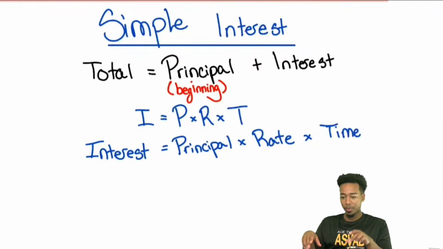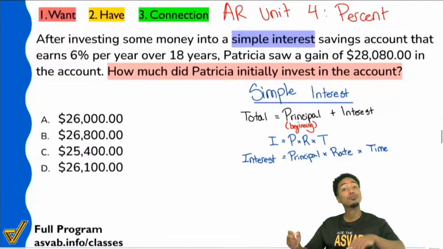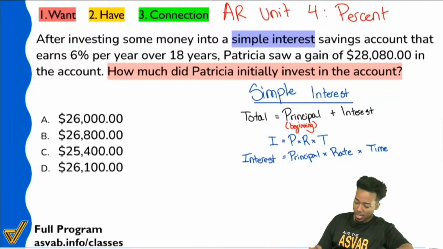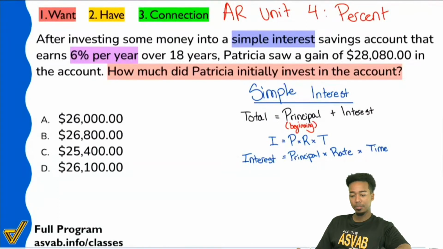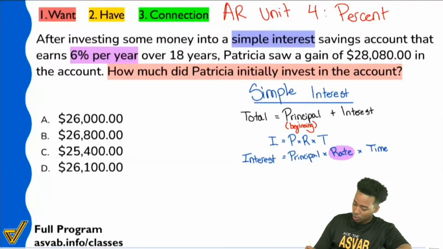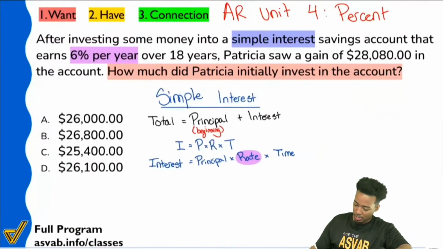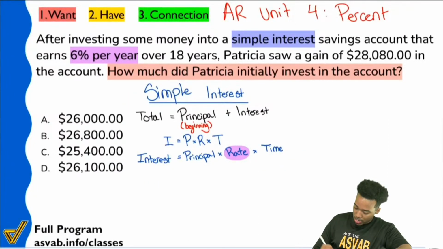Cool. So let's check this out here, my party people. So here we go. Interest equals principal times rate times time. Knowing what we know so far, let's see if we can pull the information into the right places. It says, after investing some money into a simple interest savings account that earns 6% per year, let's highlight that one right there. Everybody, what's that going to be? 6% per year. That's the rate. That is our interest rate. Absolutely. Let me move it on over here. But yeah, our rate is going to be 6% for sure.